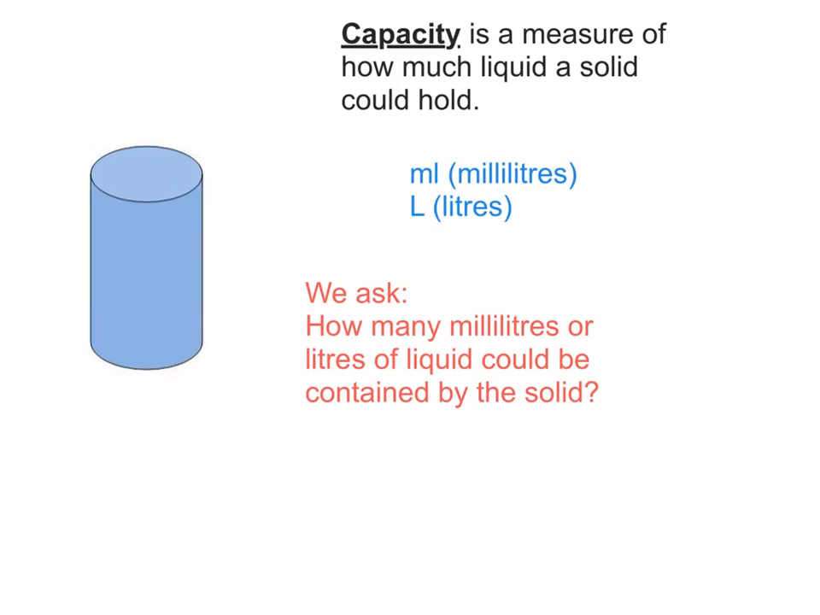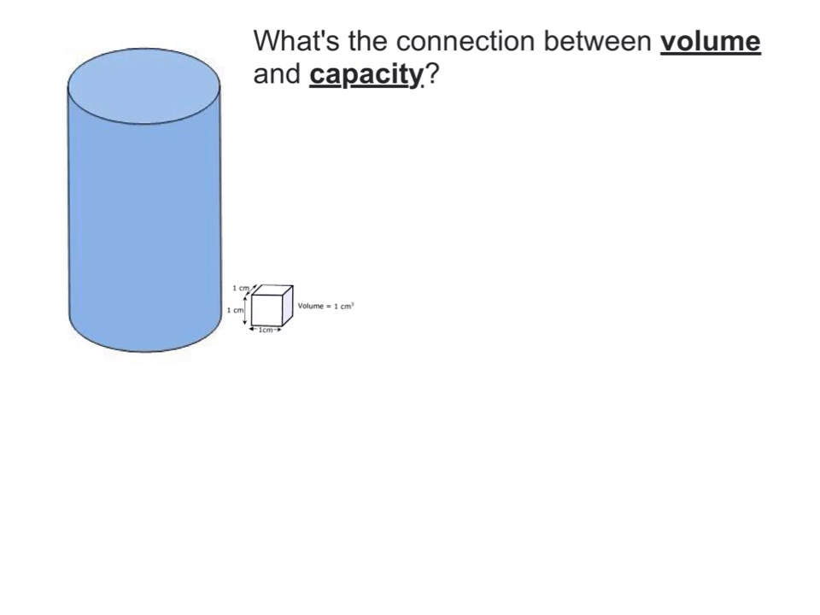When looking at capacity problems, we ask ourselves how many milliliters or liters of liquid could be contained in or by this solid. There is a direct connection between the volume and the capacity of a solid. To understand this, you first need to understand what volume means and how to find the volume, in this case, of a cylinder. Once you can find the volume of a cylinder, you should then directly be able to find the capacity of that cylinder.